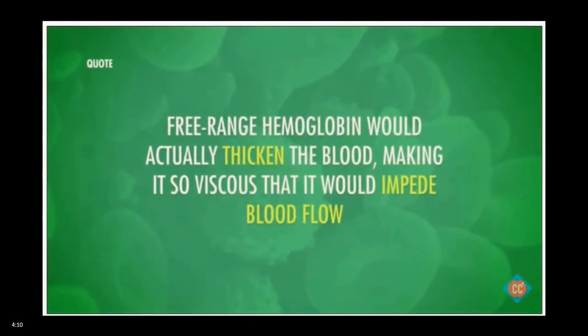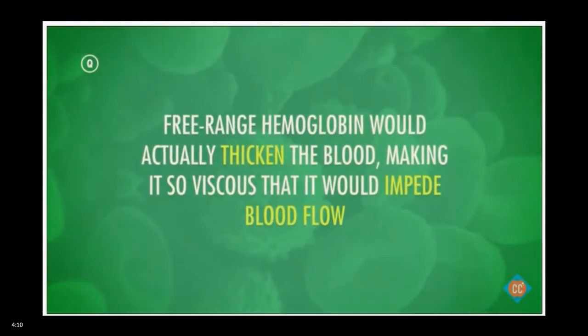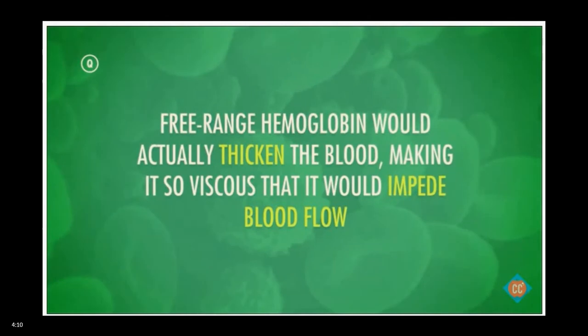But if you're wondering why all this hemoglobin can't simply skip the red blood cell rigmarole and just run around naked in your blood, it's because free-range hemoglobin would actually thicken the blood, making it so viscous that it would impede blood flow. This also happens to play a part in blood doping, which, stick with me, I will explain in a bit. So what does the brief but glorious 4-month life of an erythrocyte look like?